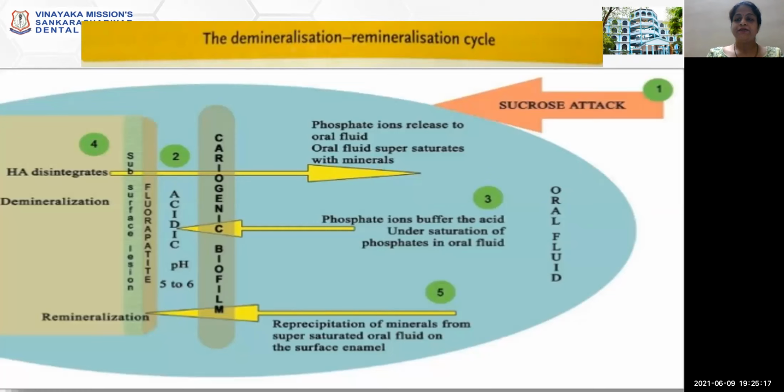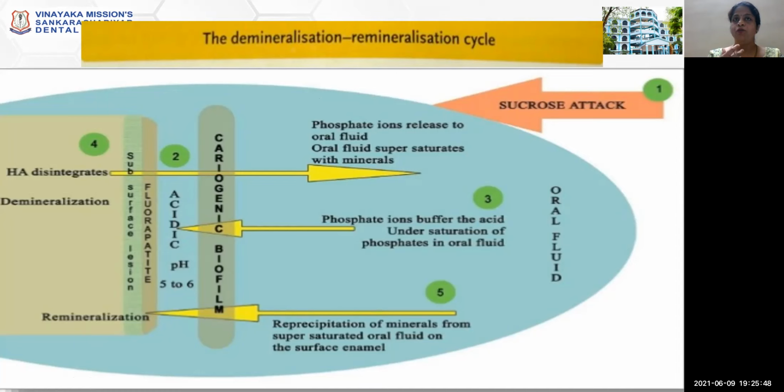First, when there is a sugary diet, that is, carbohydrates are taken, there is presence of acidogenic bacteria like Streptococcus mutans. They digest the carbohydrates, and as a result there is a byproduct formation, that is lactic acid, which causes a decrease in the pH. So what happens when there is a decrease in the pH?